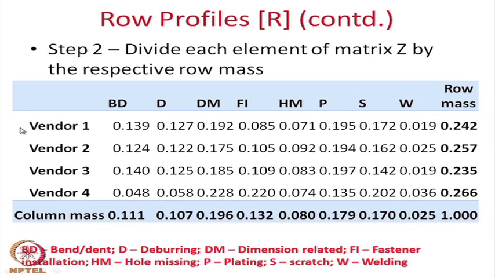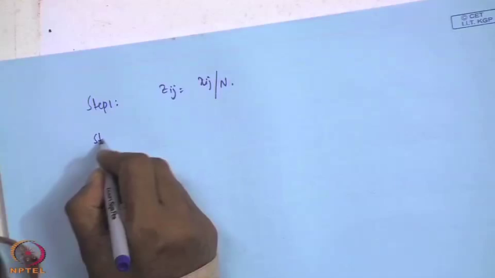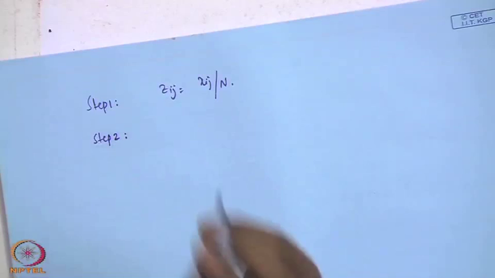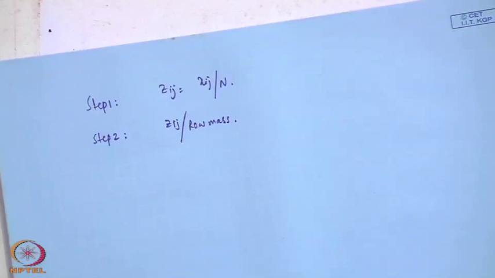Okay. So, each of the elements of the Z matrix is divided by their corresponding row mass. In the vendor 1 case, each of these elements is divided by this. In the vendor 2 case, each of these elements of the Z matrix is divided by 0.257. So, like this. Let us write down step 2: Z_ij will be divided by the row mass. Keep in mind, the corresponding row mass.